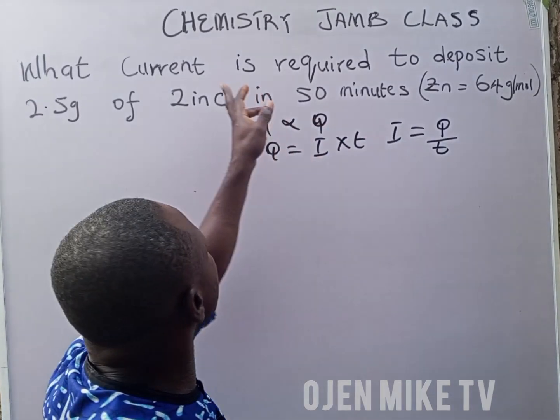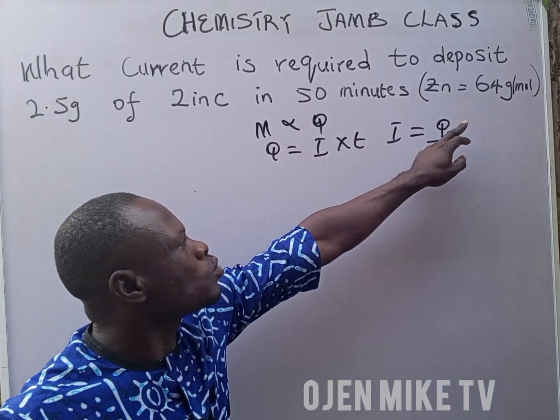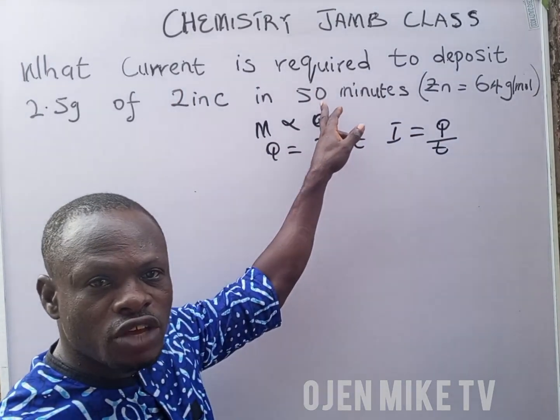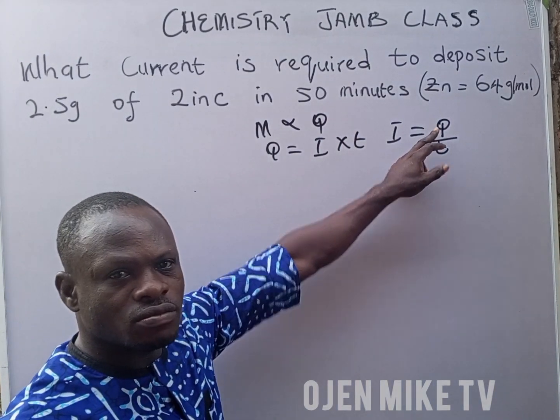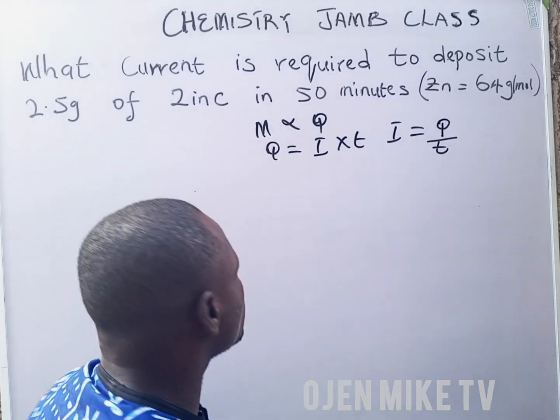But then they didn't give us quantity. They only gave us time. So what do we do? We need to find our quantity. How do you find your quantity?